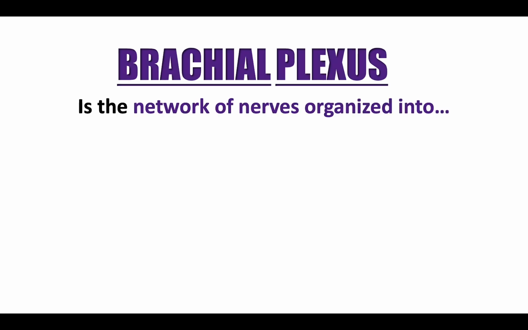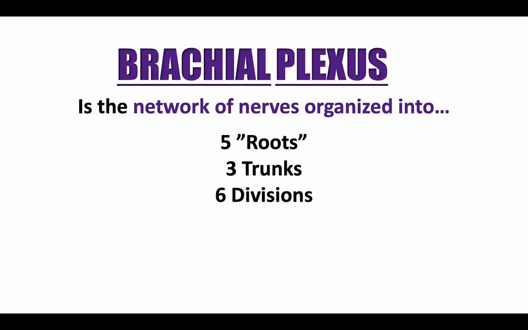The brachial plexus is a nerve network made up of 5 roots, which are, yes, in quotations, we'll talk about that, that combine into 3 trunks, divide into 6 divisions, recombine into 3 cords, and finally divide into 5 branches. 5, 3, 6, 3, 5. It's a palindrome, if you will.